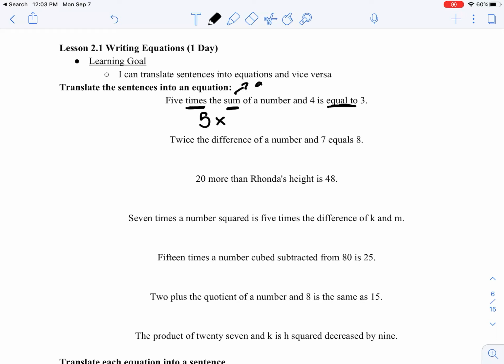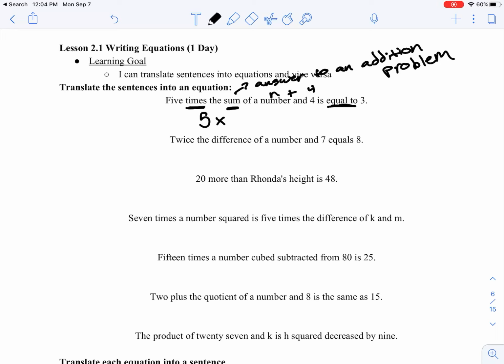Now, when we talk about the sum, it's the answer to an addition problem. And so there is a tricky little thing to this that we need to kind of hang on to. 5 times the sum of a number, so it's 5 times the answer to an addition problem. And the addition problem is between a certain number, we can call it whatever, I'll call it n, and 4.